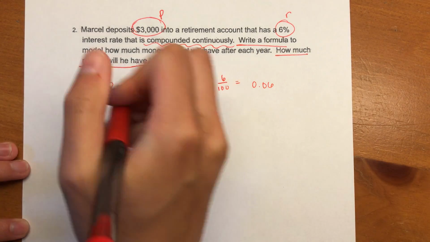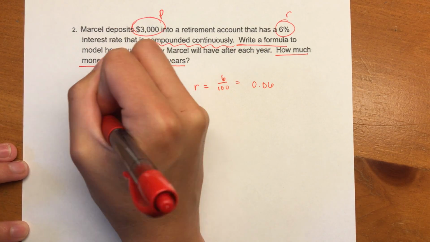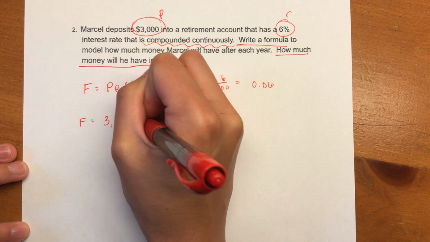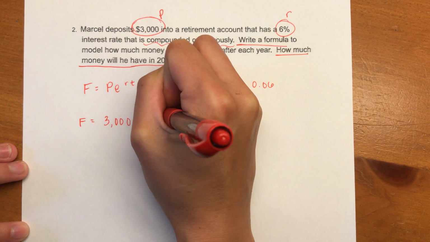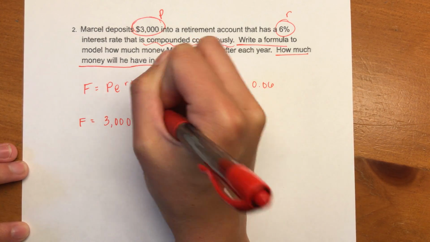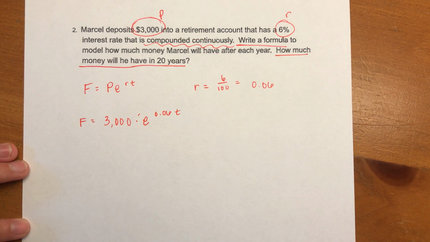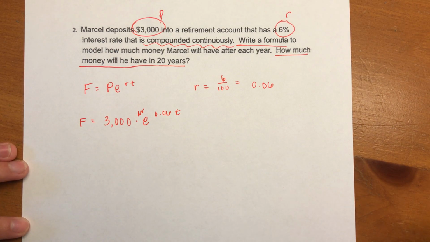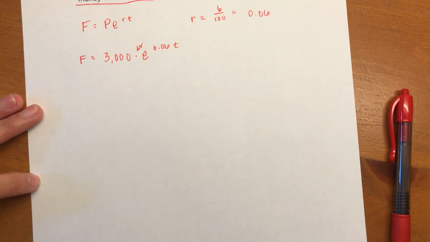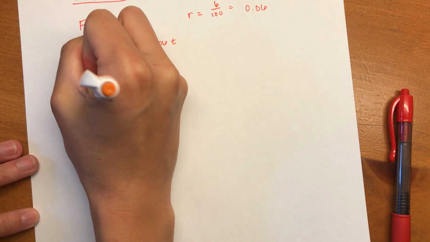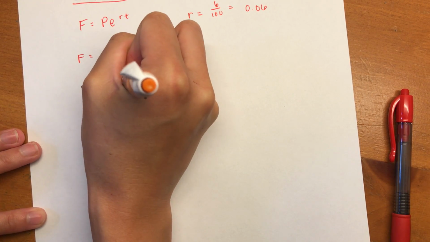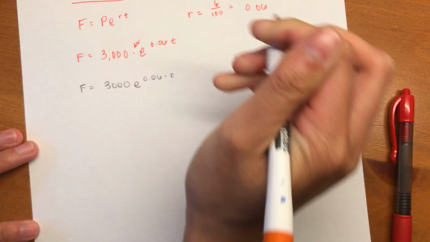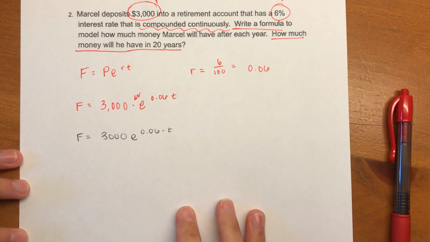Okay? So, when I substitute these values into my formula, I get $3,000 times e to the 0.06 t. Okay, and there's not supposed to be this mark here. I just messed up. So my formula, let me just write it again, just so it looks good. F equals 3,000 e to the 0.06 times t. Okay, so that's my formula. Part 1 is done.